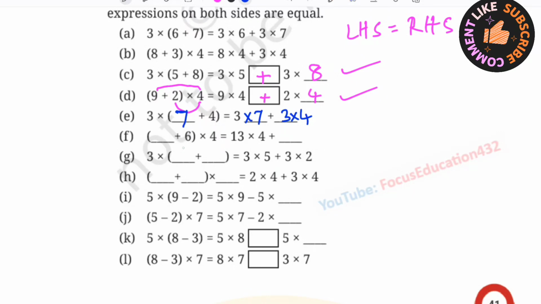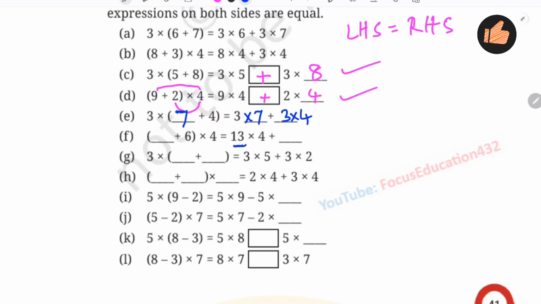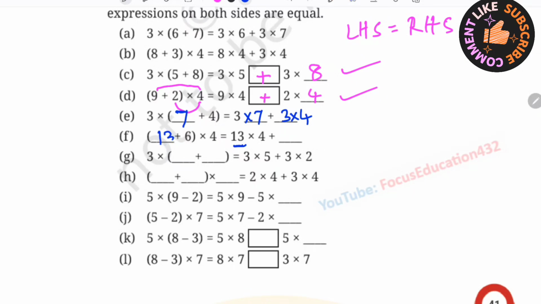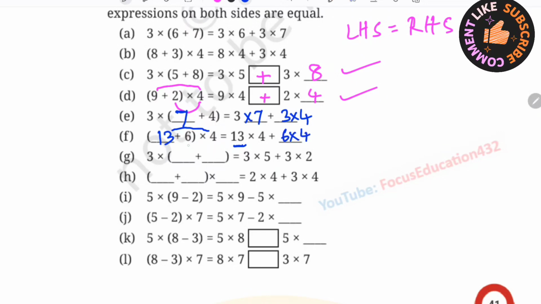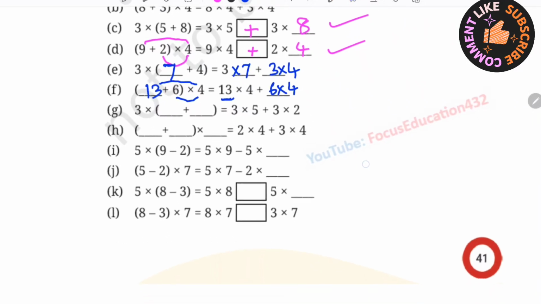So dash multiplied by 6. If you see here, 13 is given. Right? So we can write here 13 multiplied by 4, because this 13 multiplied with this 4 is given here, plus 6 multiplied by 4. Clear? So this 6 is multiplied with this one.